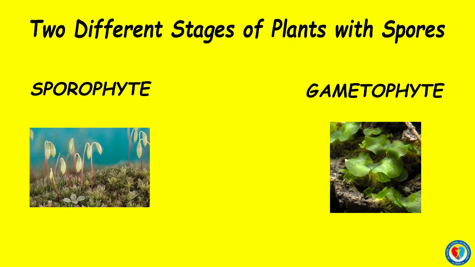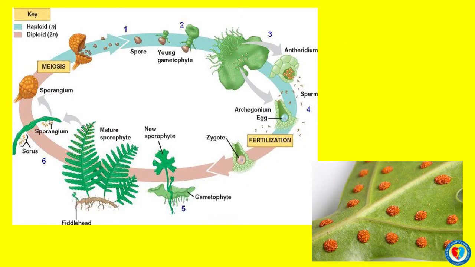In sporophyte stage, the plant produces spores. In gametophyte stage, the plant produces its sex cells, the egg cells and sperm cells. A fern is a good example of a spore-bearing plant. The yellow, sometimes reddish, powdery stuff on the underside of fern leaves are the spore cases, and inside them are the spores. A cluster of sporangia is called sorus.